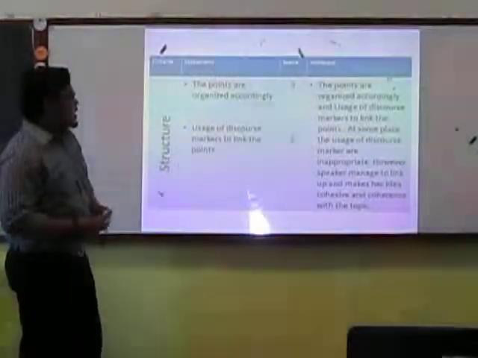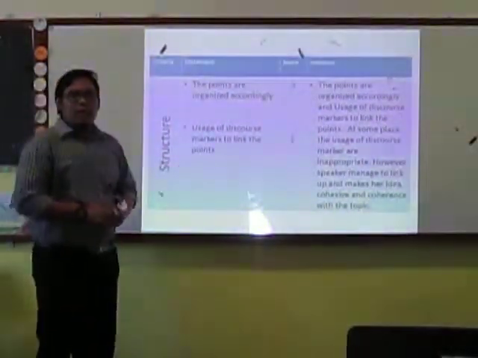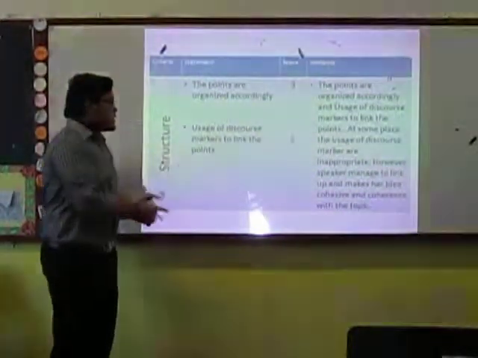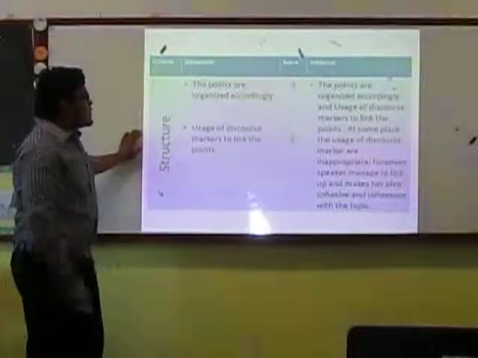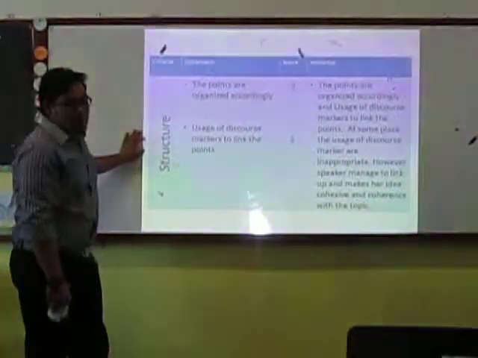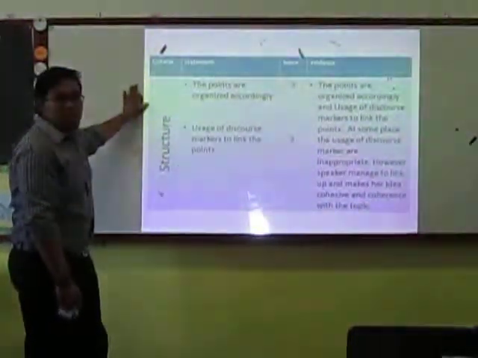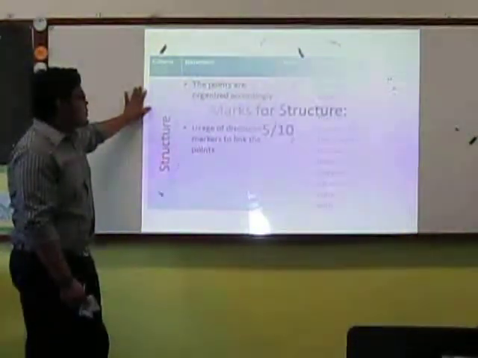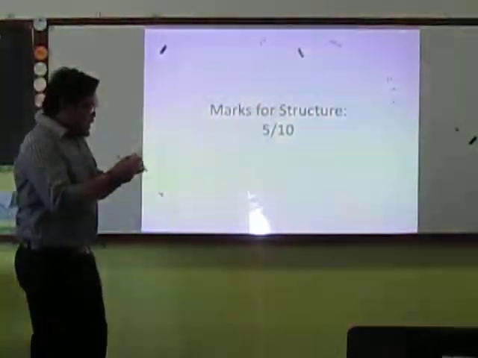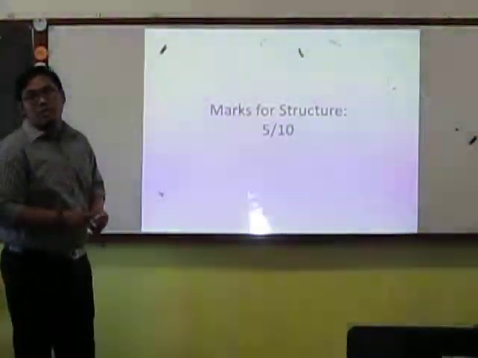Okay, speakers use improper discourse markers at some point of the speech. Okay, and she only managed to score 2 out of 5. Okay, for structure, for these two statements, candidates scores 10 and 5 out of 10. And for the total mark will be 11 out of 20.